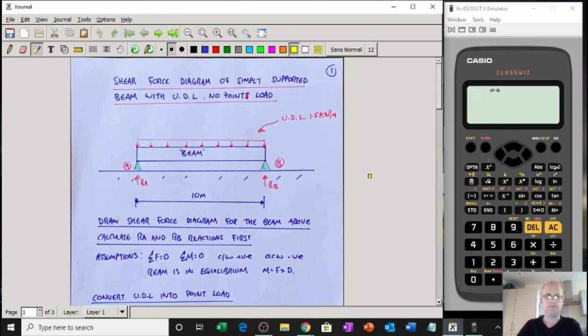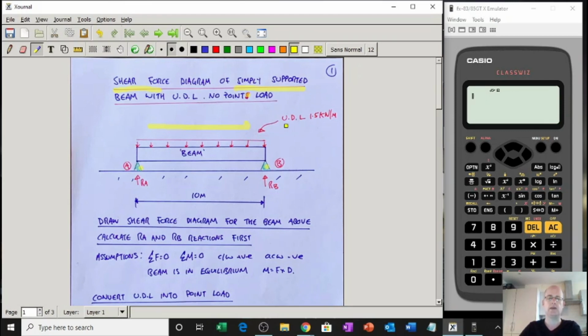This is a shear force diagram of a simply supported beam, or an axle or bit of metal, with a UDL, a uniformly distributed load. There's no point load, we've just got a UDL. That could be the weight of the beam, or it could be snow or something. It's just a uniformly distributed load across the entire length of this beam.